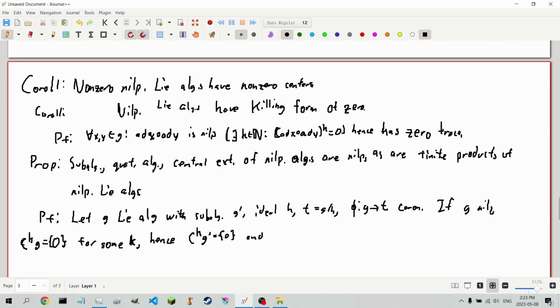and C^k of T is equal to phi of C^k of G, which is going to be 0, which gives us that subalgebras and quotient algebras are nilpotent.